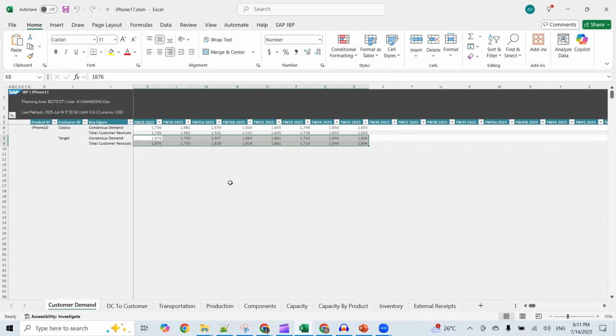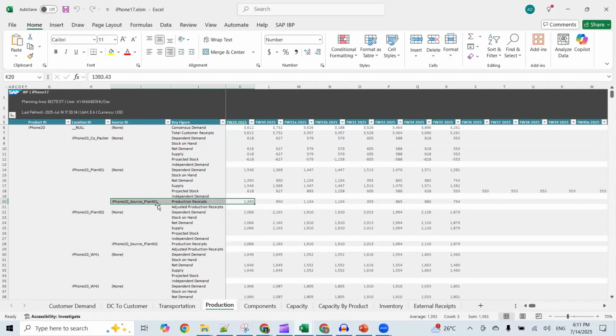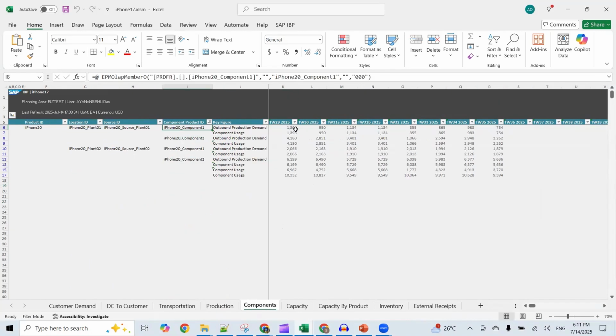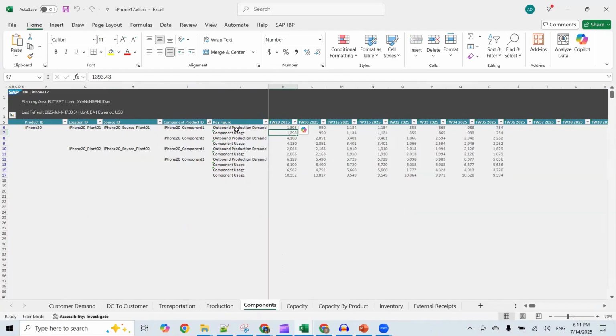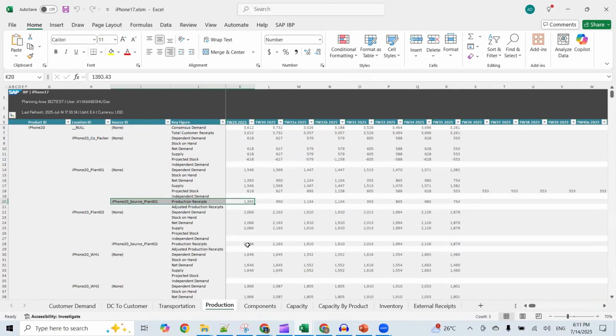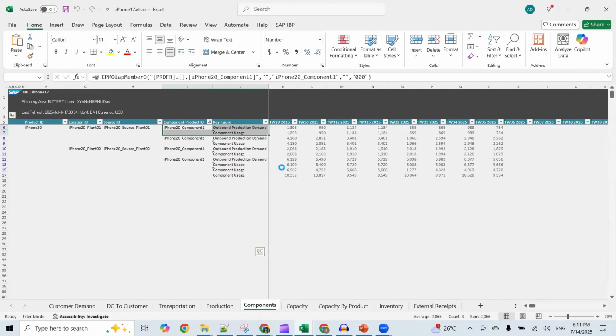The customer demand is fulfilled by the heuristics algorithm, and we see that the production happening in plant one is 1393 units, and in plant two it is 2066 units. In the components, we have component one of 1393 units, because 1393 units is what the finished product is manufactured. So that is the same number of elements that we required for component one. Similarly, for plant two, we have 2066 units, which is the same number we are producing for component one in plant two.